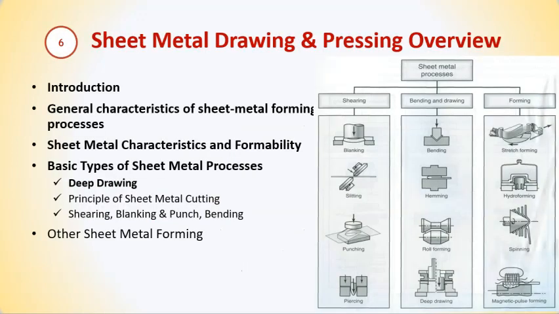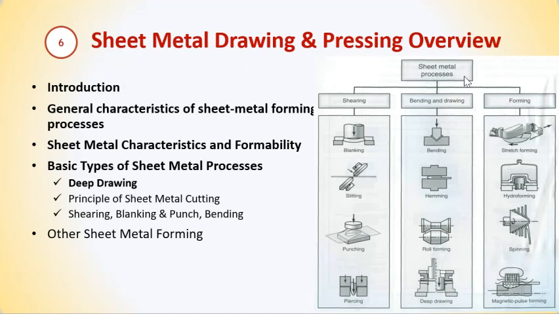So for the sheet metal drawing and pressing overview, we're going to cover for this first part on the introduction, general characteristic of sheet metal forming process, and then sheet metal characteristic and formability. And then we're going to look at one of the basic type of sheet metal process, which is deep drawing.